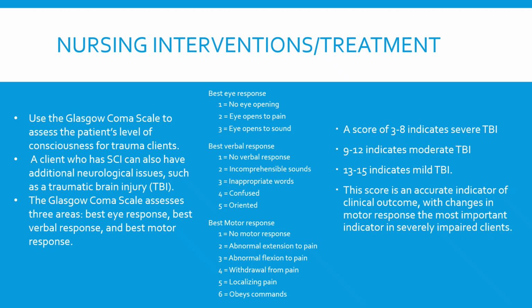A client who has spinal cord injury can also have additional neurologic issues such as a traumatic brain injury. The Glasgow Coma Scale assesses 3 areas: best eye response, best verbal response, and best motor response. A score of 3 to 8 indicates severe traumatic brain injury. 9 to 12 indicates moderate TBI, and 13 to 15 indicates mild. This score is an accurate indicator of clinical outcome, with changes in motor response the most important indicator in severely impaired clients.